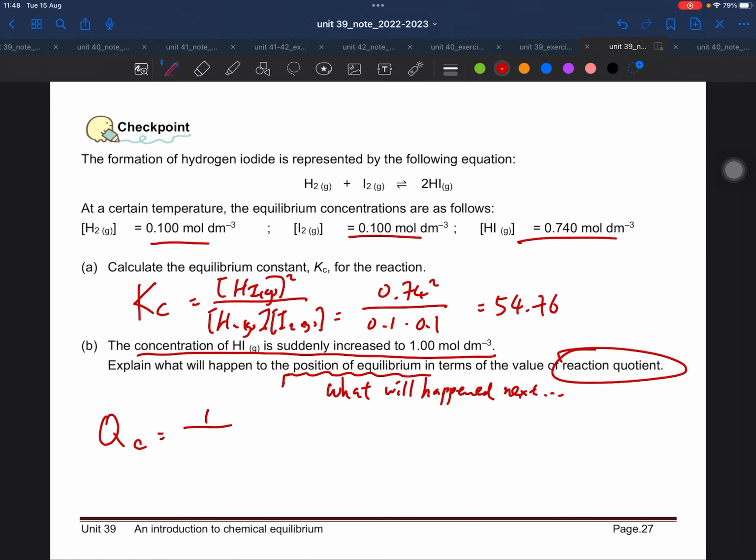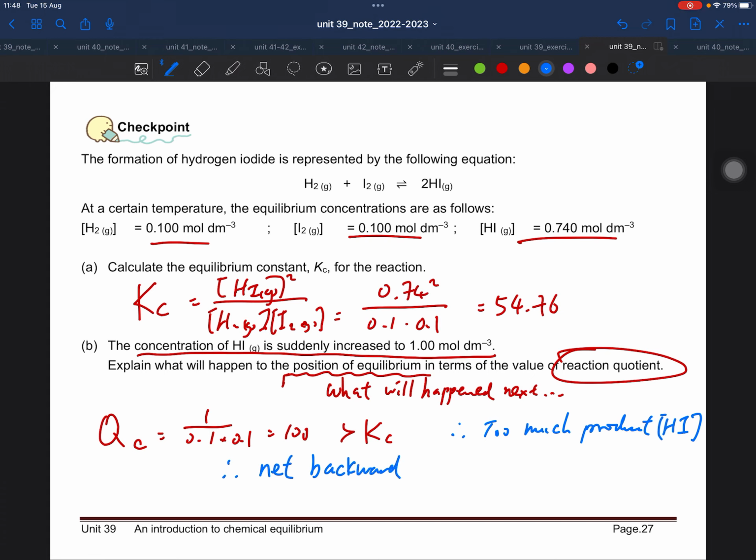Okay, so the Qc is this one, okay, it's 100, which is greater than Kc, right? If greater than Kc, that means too much product. We got too much product. So a net backward reaction is expected to consume the extra product. Now here is a very special term, extra product. Well, this is necessary in the marking scheme, so don't miss it.